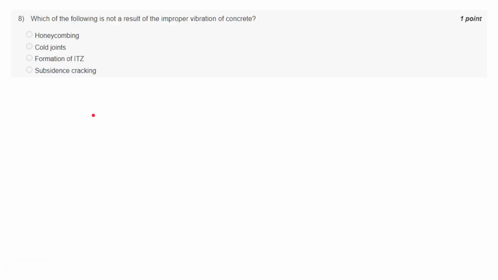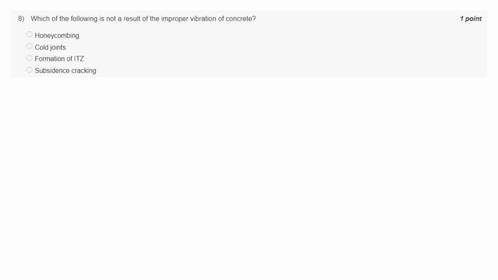Eighth question. Which of the following is not a result of the improper vibration of concrete? Honeycombing, cold joints, formation of ITZ, subsidence cracking. Honeycombing, cold joint, and subsidence cracking all are the byproducts of improper vibration. So improper compaction is resulting in all these three problems in concrete. But the ITZ is basically the interfacial transition zone, the zone between the mortar and the coarse aggregate, which is the weakest zone where the failure may take place, and the pores are connected.